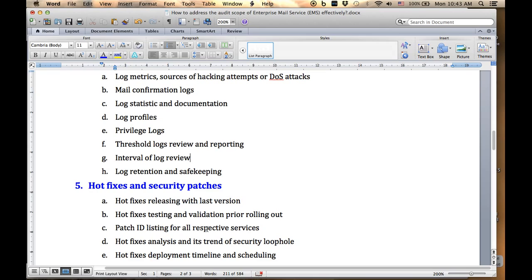So the last one is log retention and safekeeping. After they are done with the review, what is the process? So we need to obtain the mechanism that protects the log and is involved with the safekeeping.